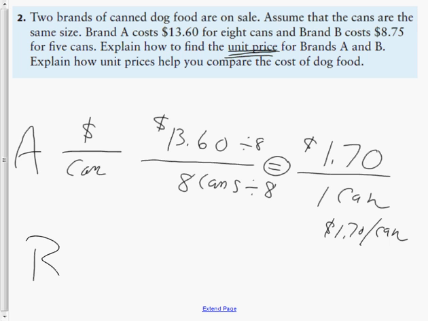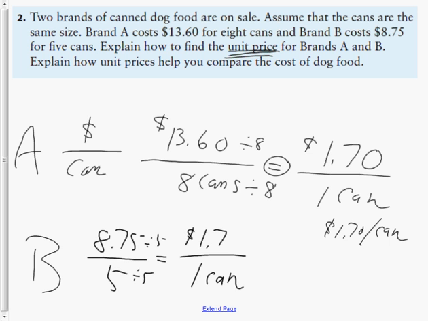For brand B, it's a little bit different. It's $8.75 for 5 cans. So if I get that down to a unit rate, I want to know how much it is per can. So again, I divide both by 5. And $8.75 divided by 5 is $1.75 per can. So the cost is $1.75 per can.